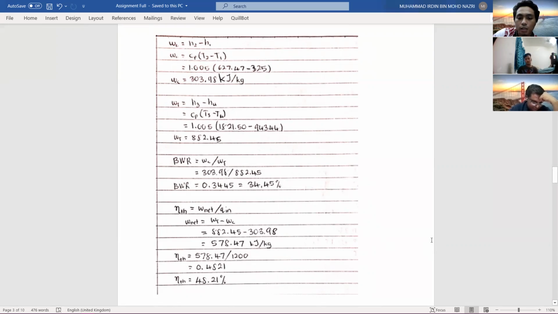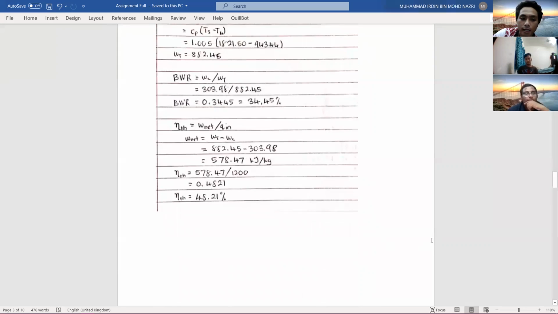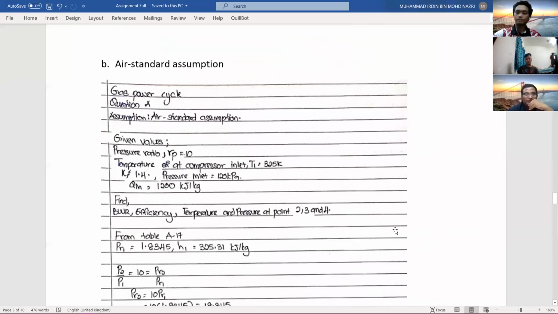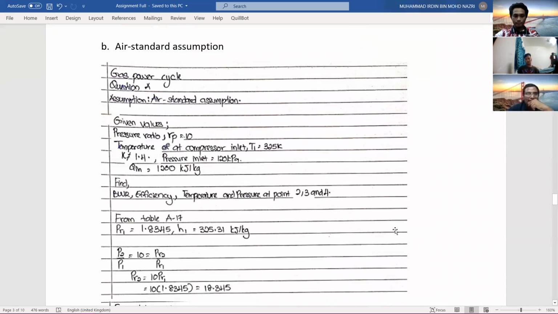Right. So next would be the air standard assumption explained by Lingus. Okay, thank you, Sharif. Okay, I'm going to explain the air standard assumption.